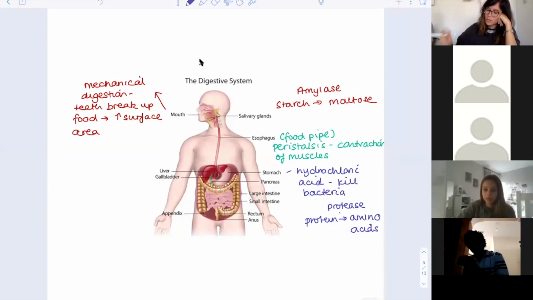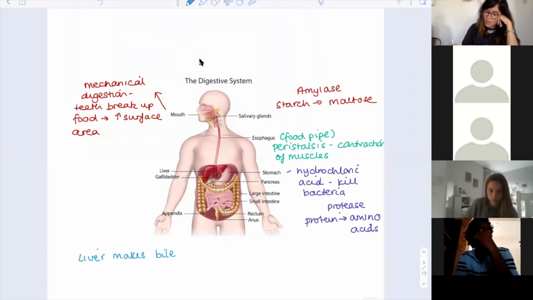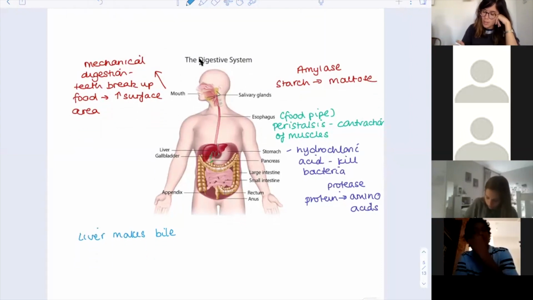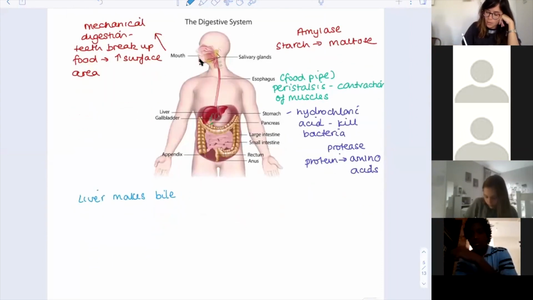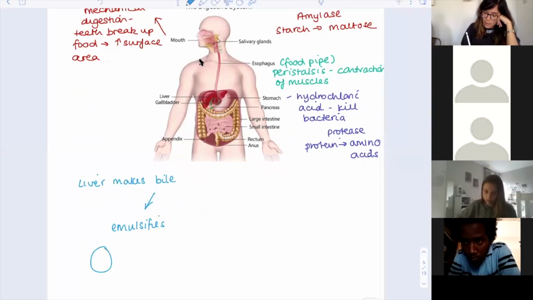Okay, moving on to the liver now, which is one of the largest organs in the body. So the liver produces bile. Now, bile is a super important substance because it has two roles. It emulsifies. So what does emulsify mean, or emulsification? Well, it means that it breaks down large fat droplets into smaller fat droplets.